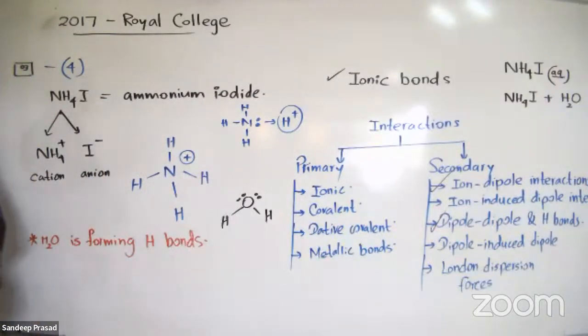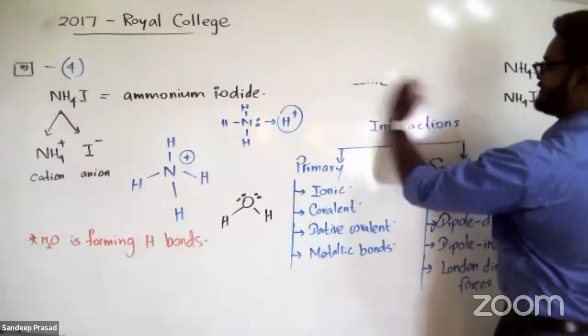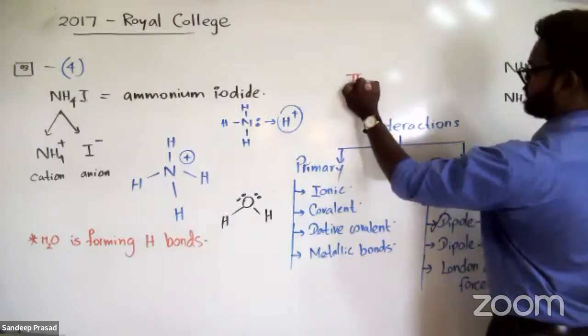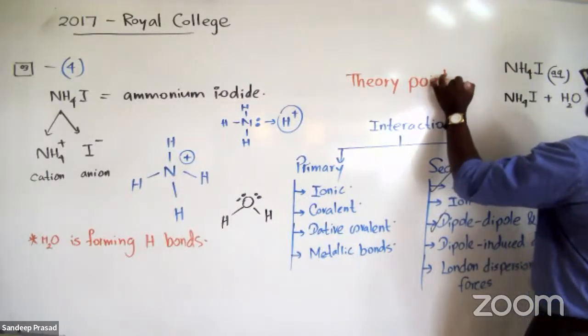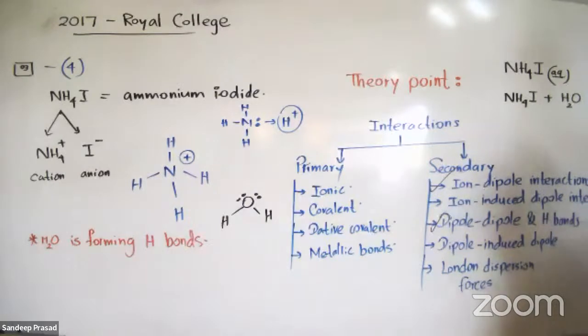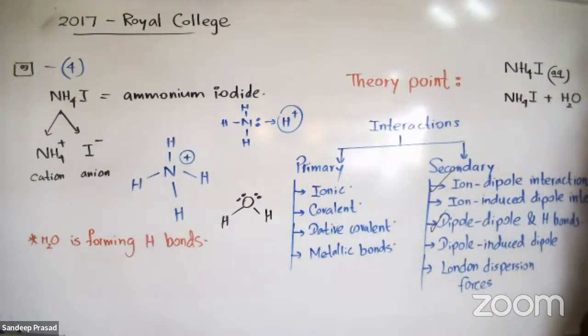Right? So this is the theory point that you have to remember. Very easy. Interactions are of 2 types, primary and secondary. Ionic, covalent, dative covalent, and metallic bonds are primary. And secondary interactions are in this way. Okay. So quickly copy down everything that you want. So that is the third question.